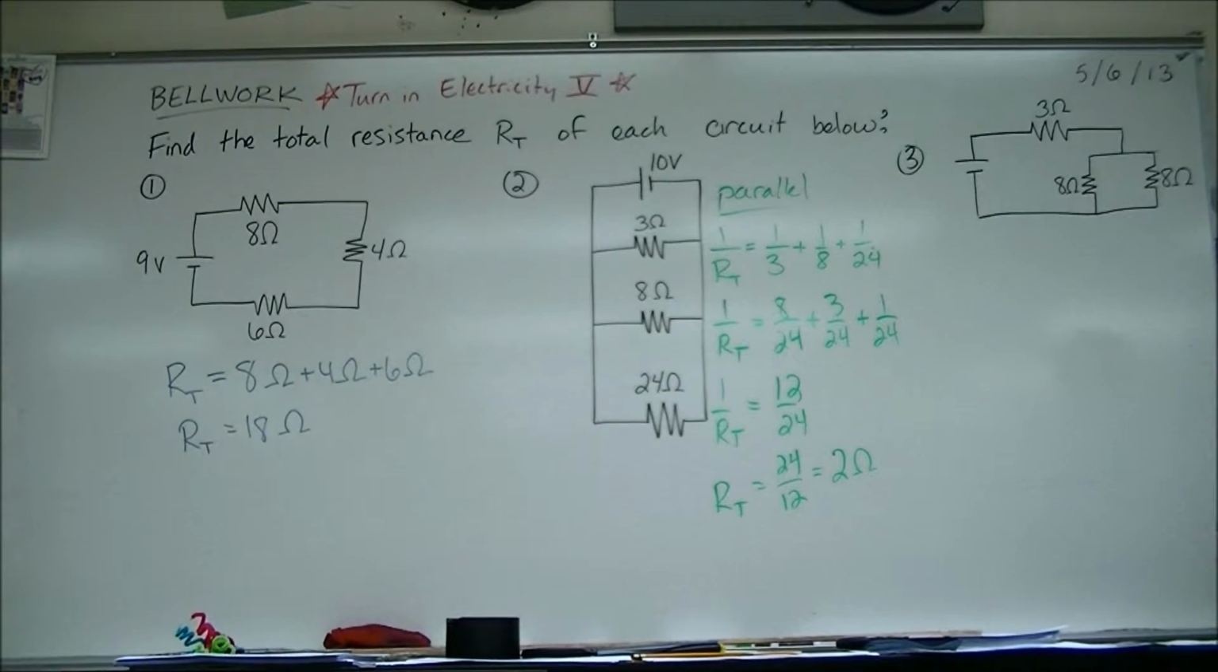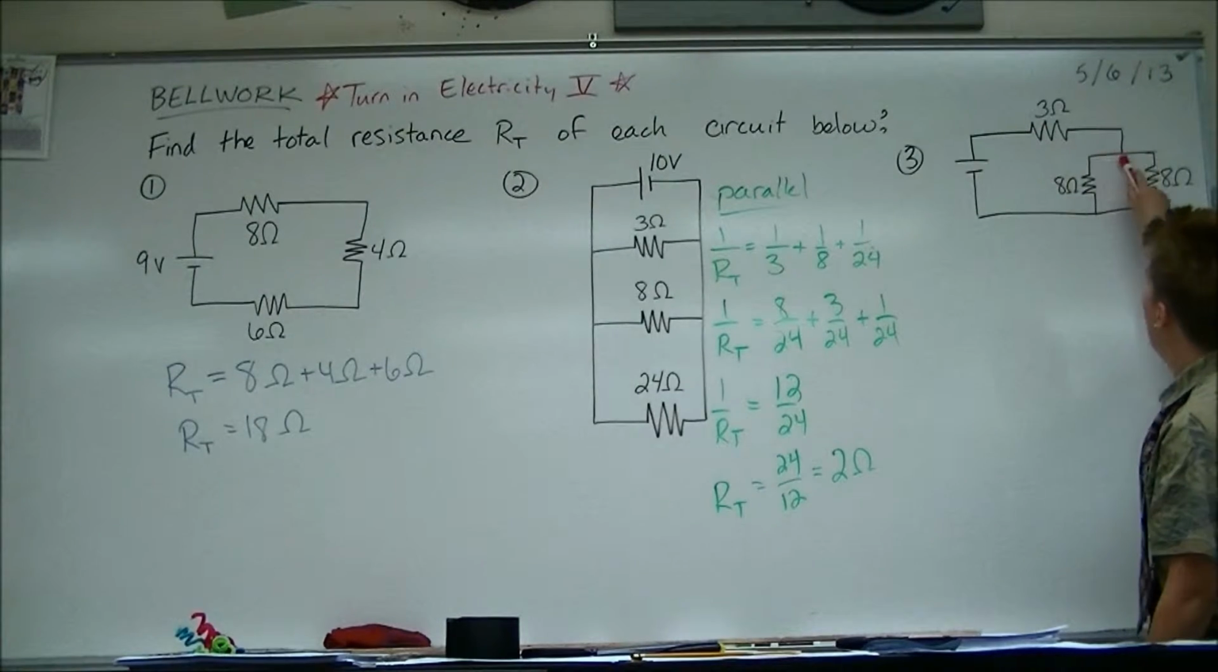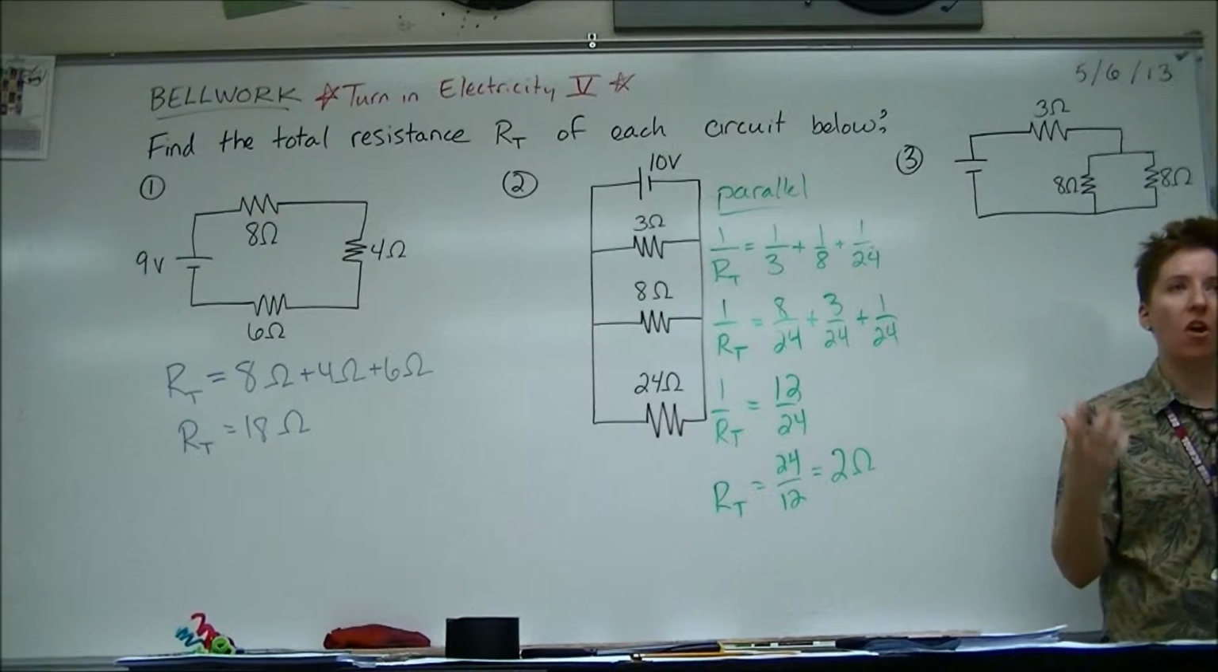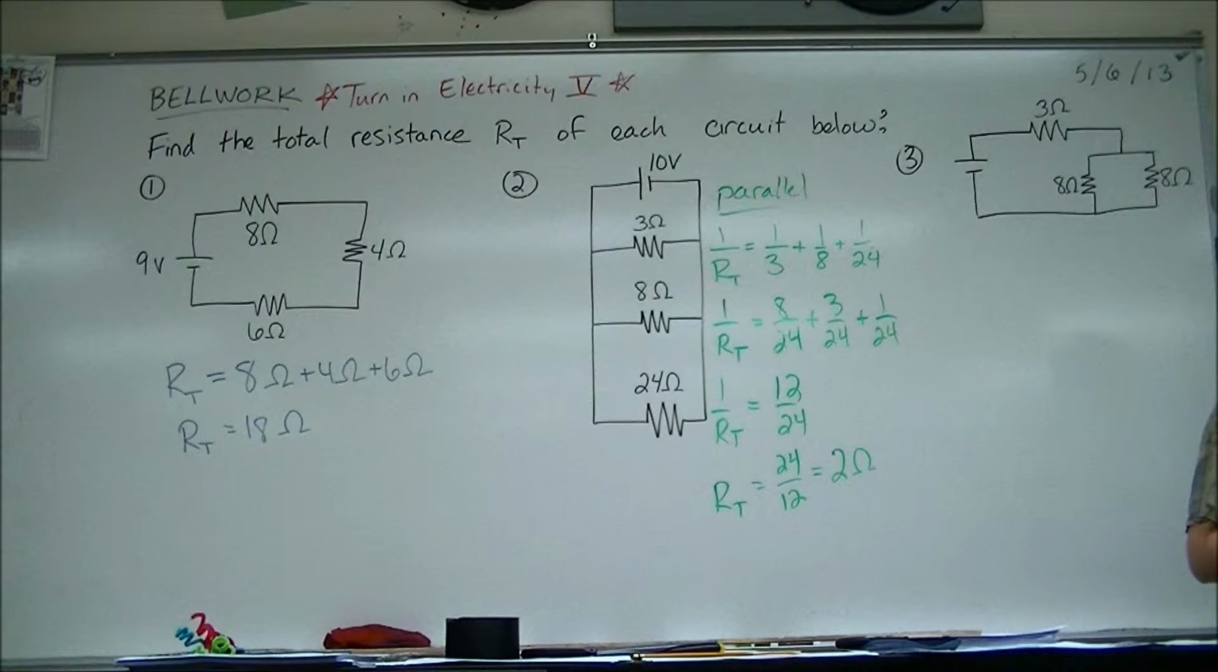So this is our compound circuit. It's not a series because I've got choices. There's more than one path. I could go that way, I could go that way. It's not entirely parallel because if I color code it, they don't all go from the same voltage. They don't all have the same voltage drop. It's kind of a combination of both.